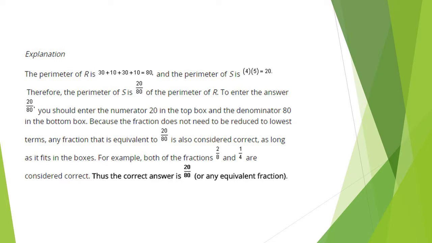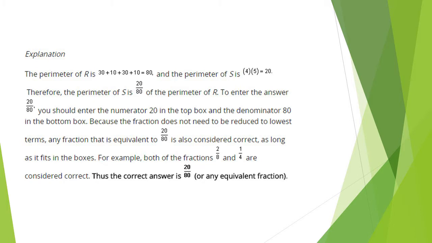The perimeter of R is 30 plus 10 plus 30 plus 10, which equals 80. And the perimeter of S is 4 times 5, which equals 20. Therefore, the perimeter of S is 20 over 80 of the perimeter of R. To enter the answer, 20 over 80, you should enter the numerator 20 in the top box and the denominator 80 in the bottom box.